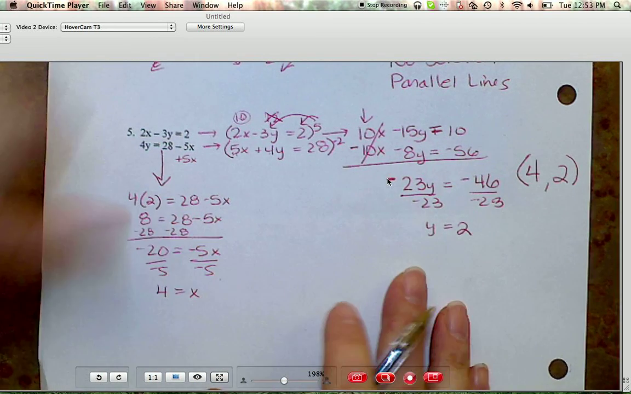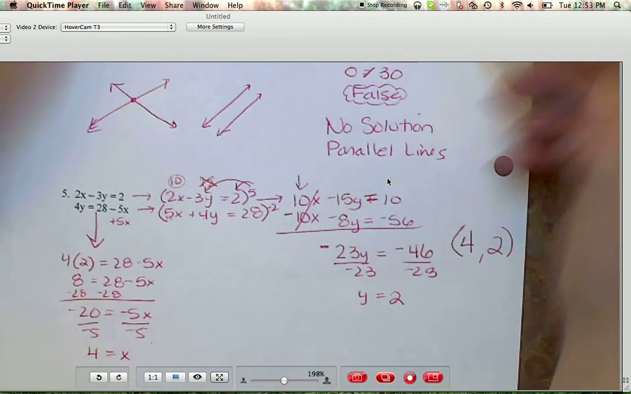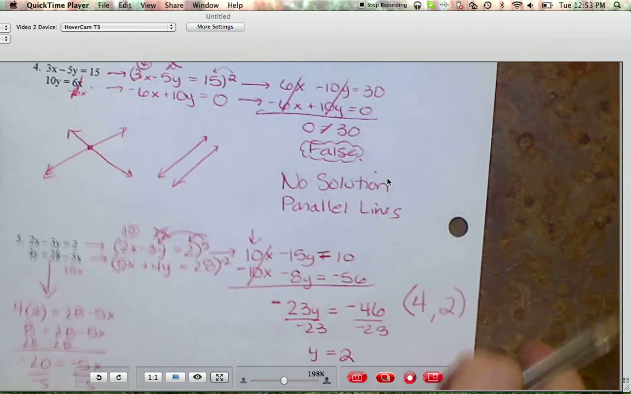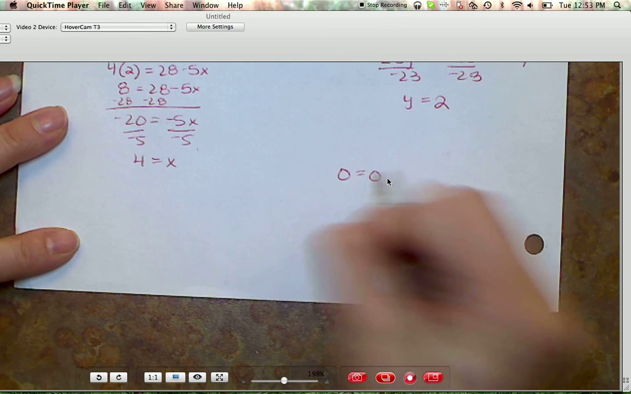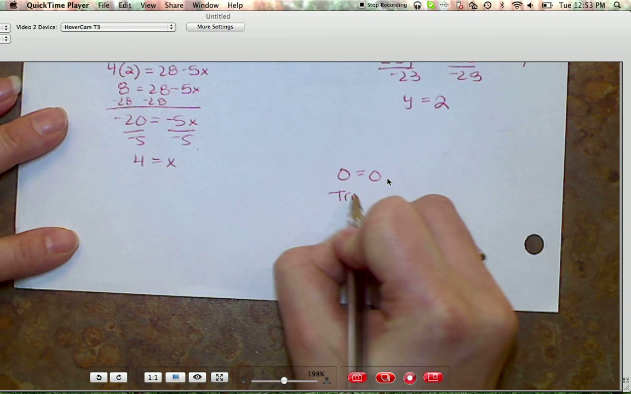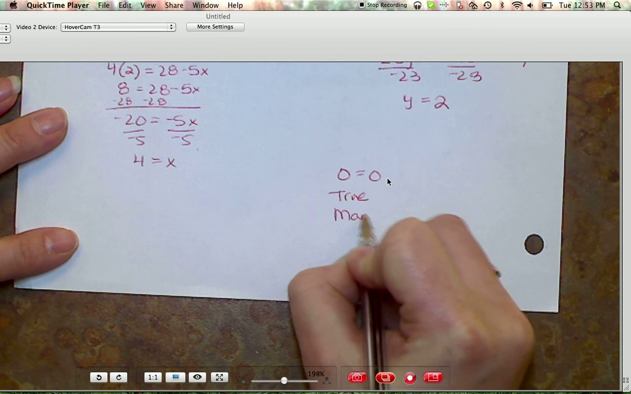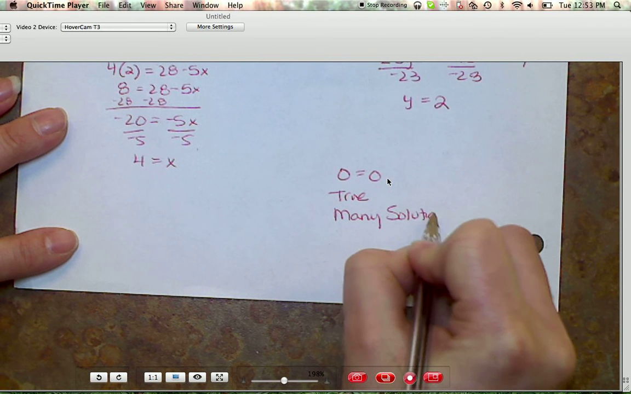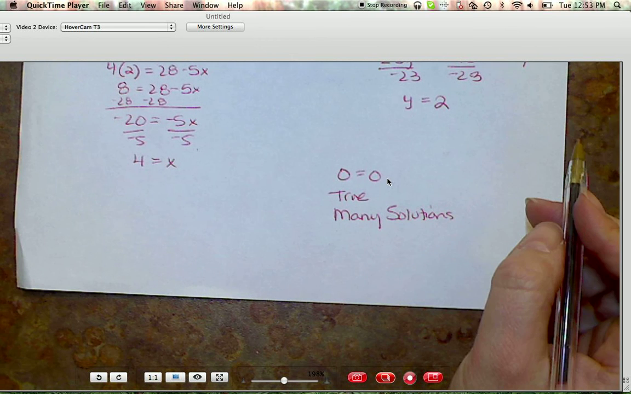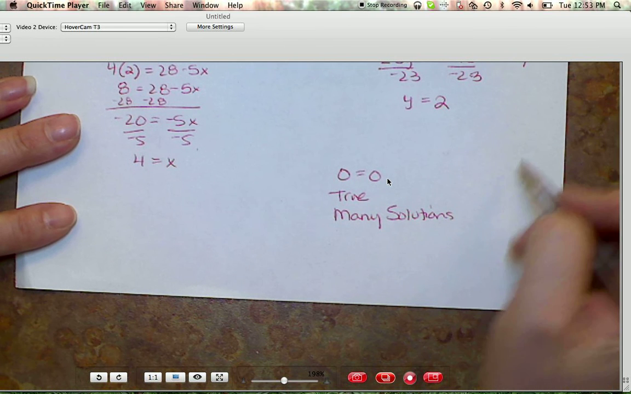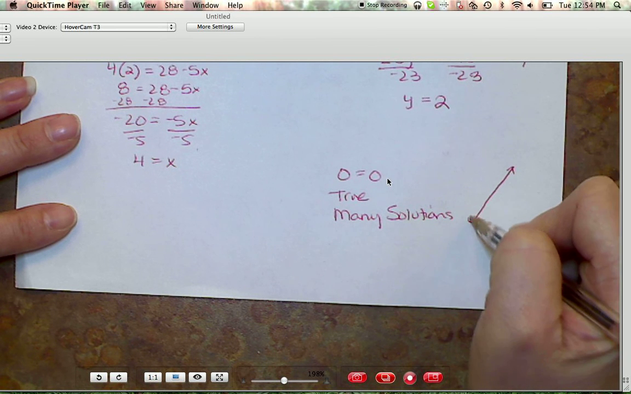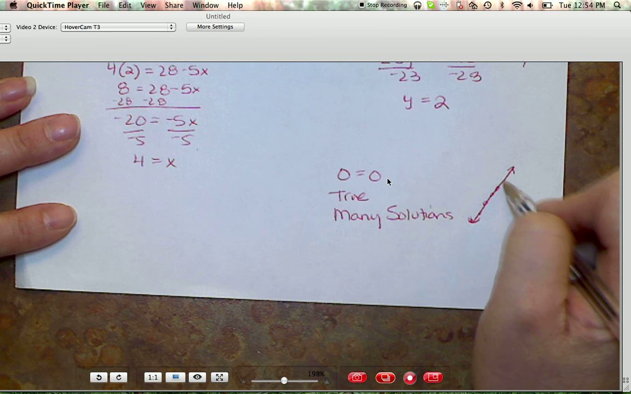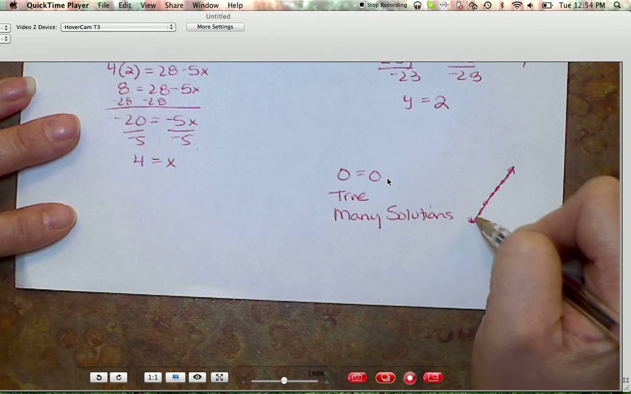One final thing. We talked about what happens if you get a false statement. But if you get a true statement, we'll write that at the bottom. If you get a true statement like 0 equals 0, that's true. So that means you'll get many solutions. So how could two lines intersect in multiple ways? The only possibility is if you have one line, and when you go to graph the other line, it's right on top. So every single point along those two lines will intersect.